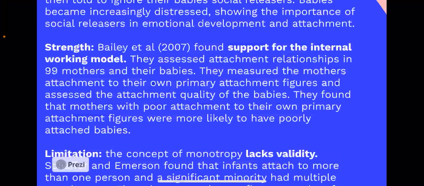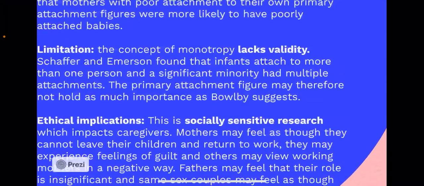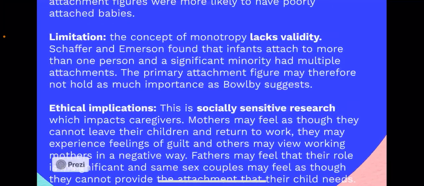They assessed the attachment relationships in 99 mothers and their babies. They measured the mother's attachment to their own primary attachment figures, and they assessed the attachment quality of the babies. They found that mothers with poor attachments to their own primary attachment figures were more likely to have poorly attached babies. So it's this idea that your internal working model is formed through your relationship with your primary caregiver, and that internal working model affects your relationship with your own offspring.